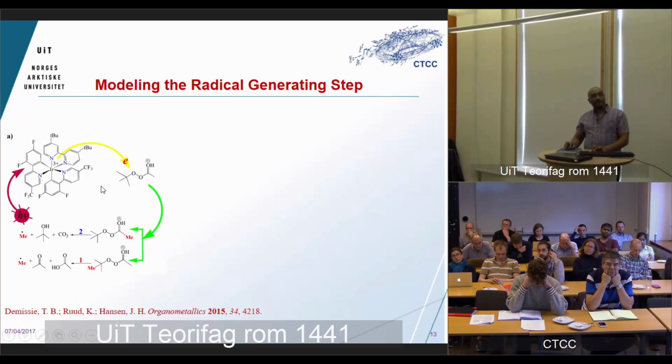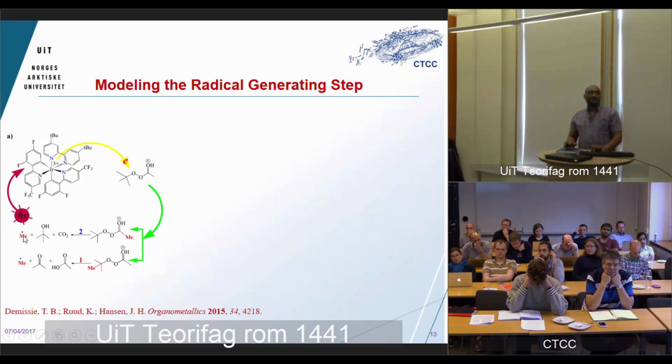And after that, we can easily break either this bond or this bond in order to form the methyl radical. So we have two possibilities: breaking the carbon-carbon bond here, generating acetic acid and acetone as byproducts and getting the methyl radical. In the second case, we can break this carbon-carbon bond, generating carbon dioxide, t-butanol, and the methyl radical.